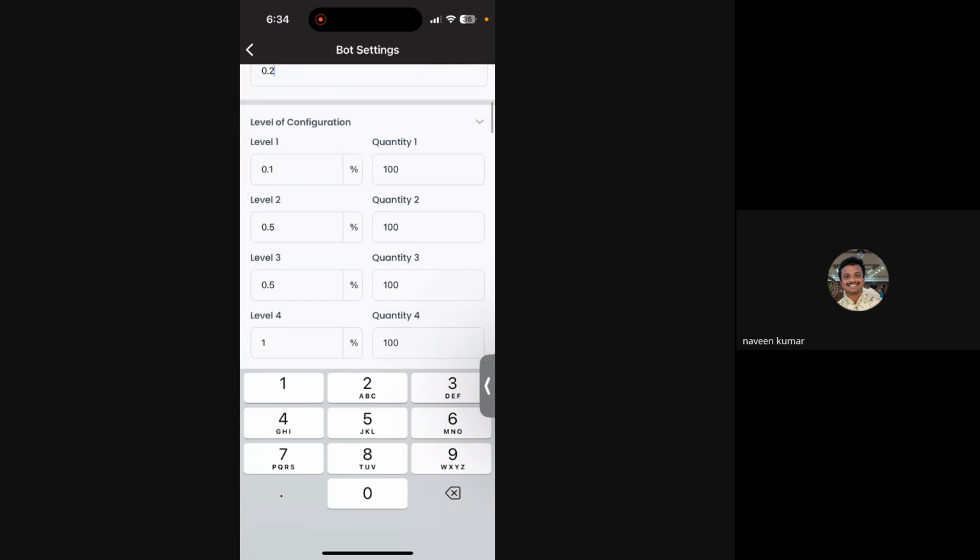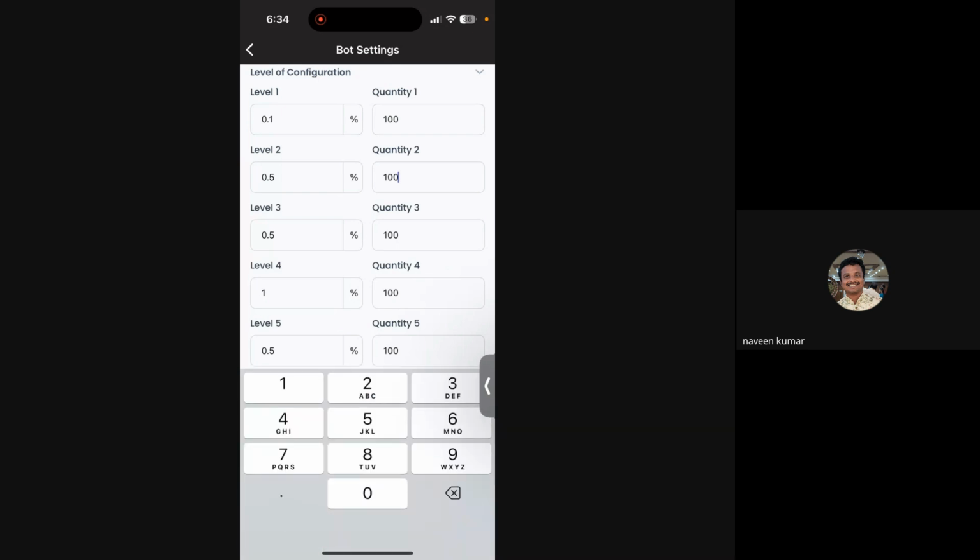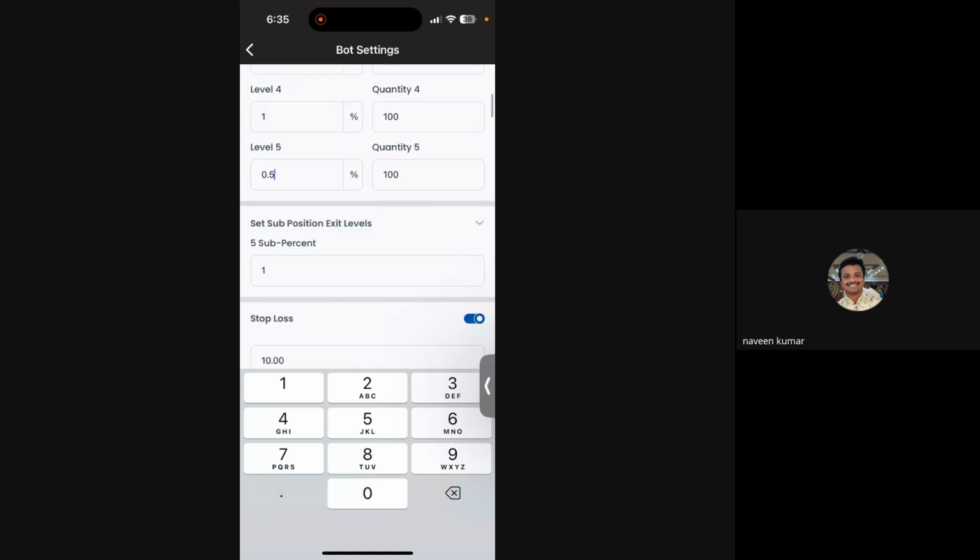And systematically, you can just design it. You can see here five levels: one, two, three, four, five. 500 shares if you want to buy it. I want to accumulate at different levels: 0.1% down 100, 0.5% 100, 0.5% 100, 1% down 100, and 0.5% 100, right? And sub level position, I have kept it as 1%.